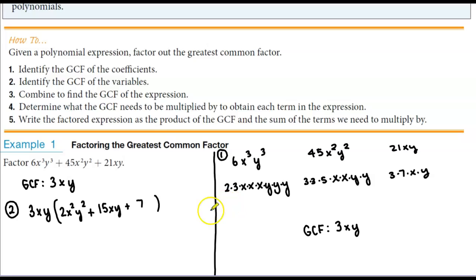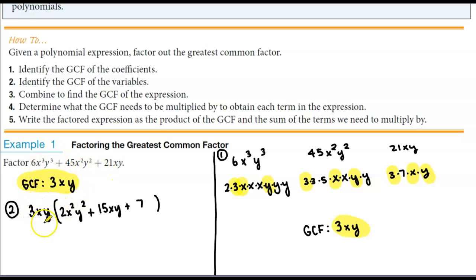So the first thing we want to do is determine, okay, what is the greatest common factor? Well, we can see here that we have a 3 in common in all 3 terms. We can also see that we have 1 x in common in all 3 terms, and we have 1 y in common in all 3 terms, which then gives us the greatest common factor of 3xy. So that's what we're going to factor out. We're factoring 3xy out of these 3 terms.